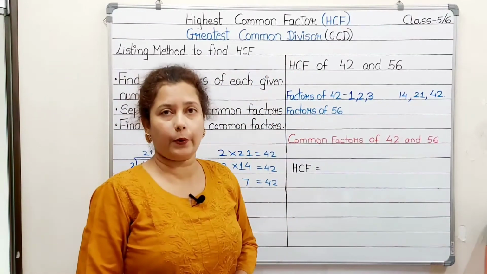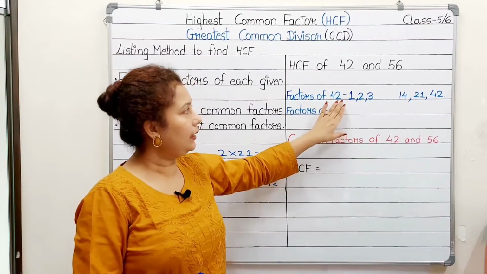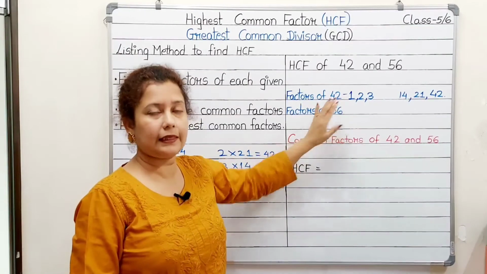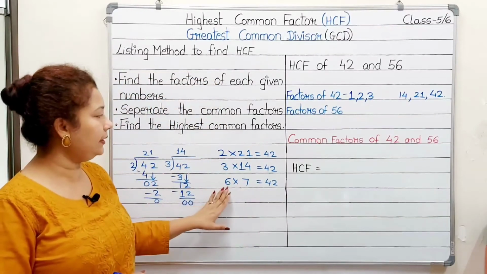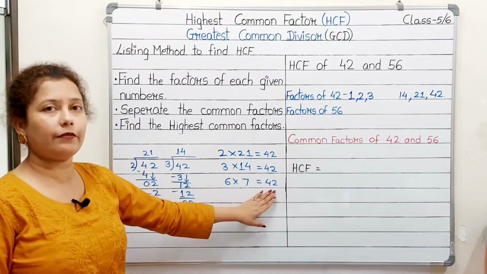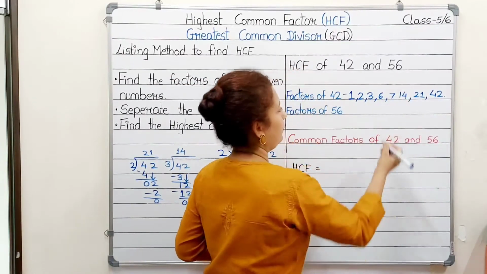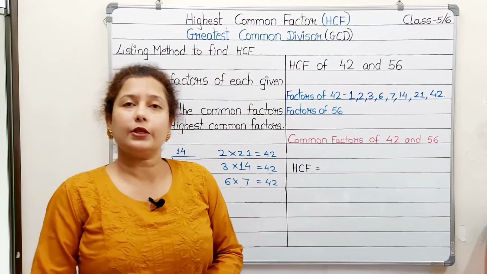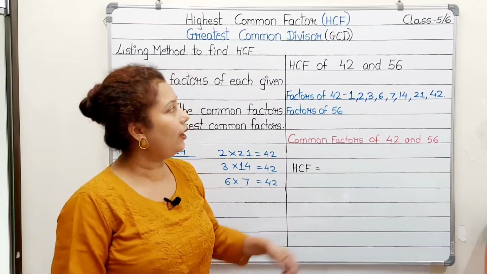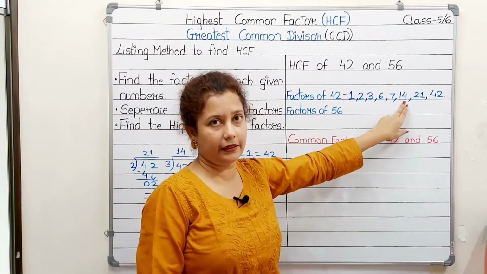Next number is 4. 42 is not divisible by 4. It is not divisible by 5 because it does not have 0 or 5 at its ones place. It is divisible by 6. We know the 6 table: 6 multiplied by 7 is 42. That means 6 and 7 are factors of 42, so we will write 6 and 7. Now 42 is not divisible by 8, 9, 10, 11, 12 or 13. It is directly divisible next by 14, but 14 we have already written here.